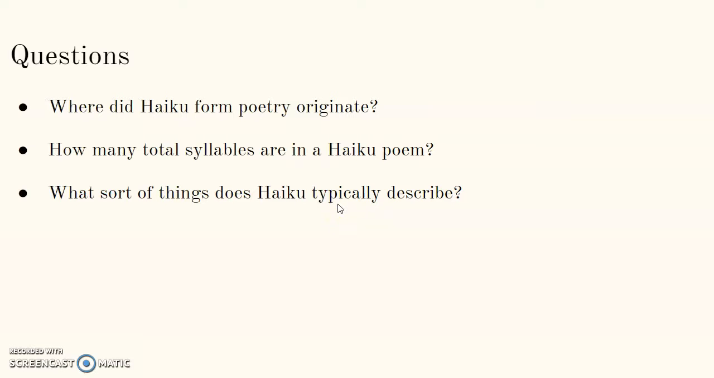And the last question is, what sort of things does haiku typically describe? Let's see, we wrote about the birds and the trees in the last one. So what could that include? Maybe nature? Yeah, for sure. Haiku typically describes nature or events that occur in nature. This could include the weather, or maybe the seasons, or maybe animals or plants.